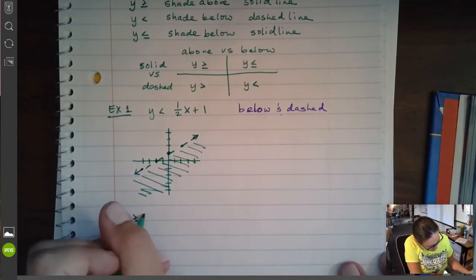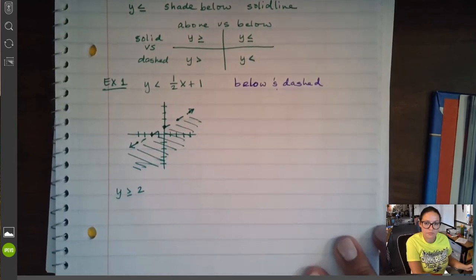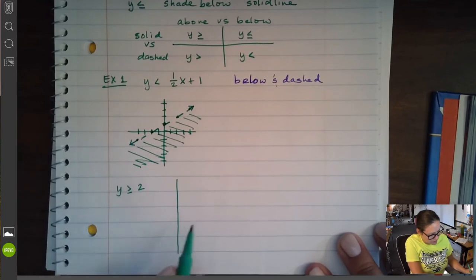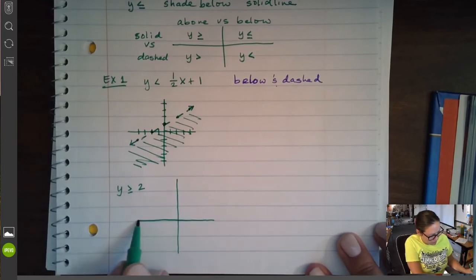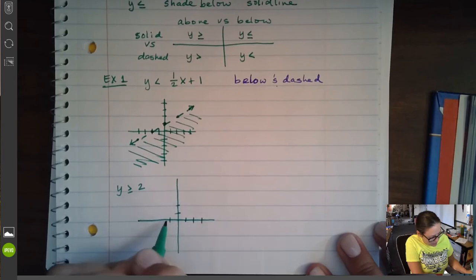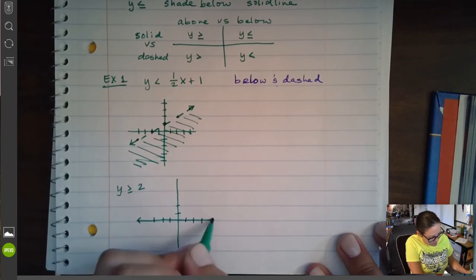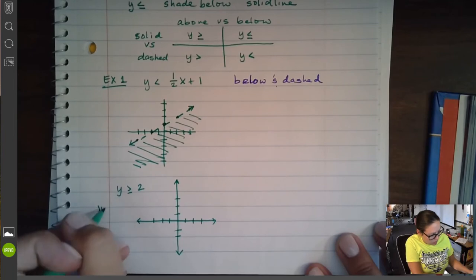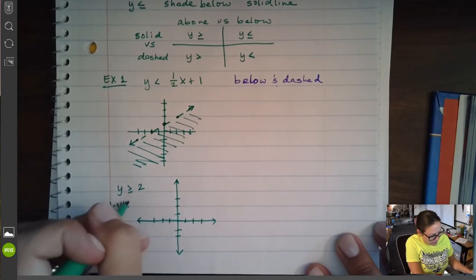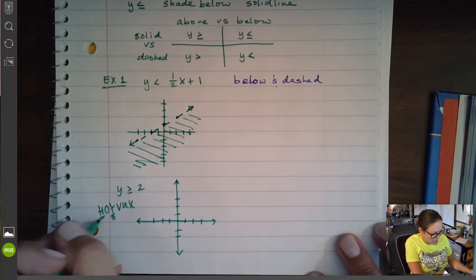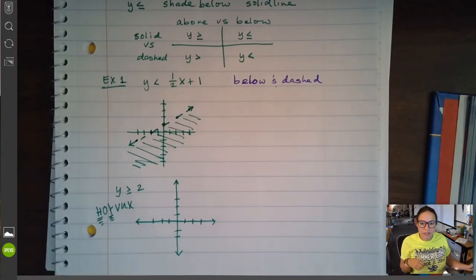Y is greater than or equal to 2. Is there something funky going on with this equation? Or I guess I should say inequality. There most certainly is. We've talked about this. When something only has a y, that means it is going to be a horizontal line.